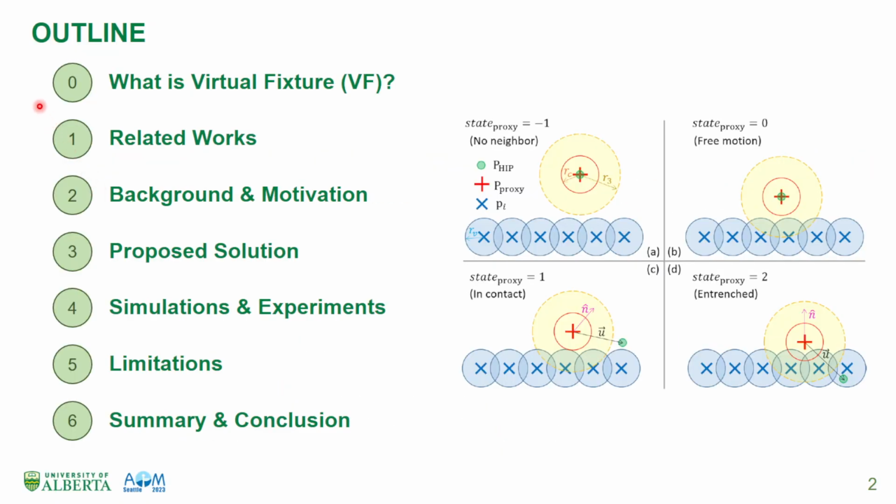This presentation includes 7 parts. Number 0 is a brief introduction about what is virtual fixture. Number 1 is related works. Number 2 is background and motivation. Number 3 is our proposed solution. Number 4, simulations and experiments. Number 5, limitations. Number 6, summary and conclusion.